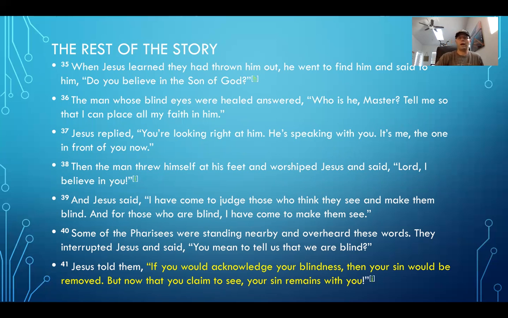They throw this guy out, they bully him out, they shame him out, whatever. And Jesus goes up to him and says, do you believe in the Son of God? The man says, who is he? Tell me that I might place my faith in him. And Jesus says, you're looking at me. He's speaking to you. It is I. The man throws himself at his feet and worships Jesus and says, Lord, I believe in you.